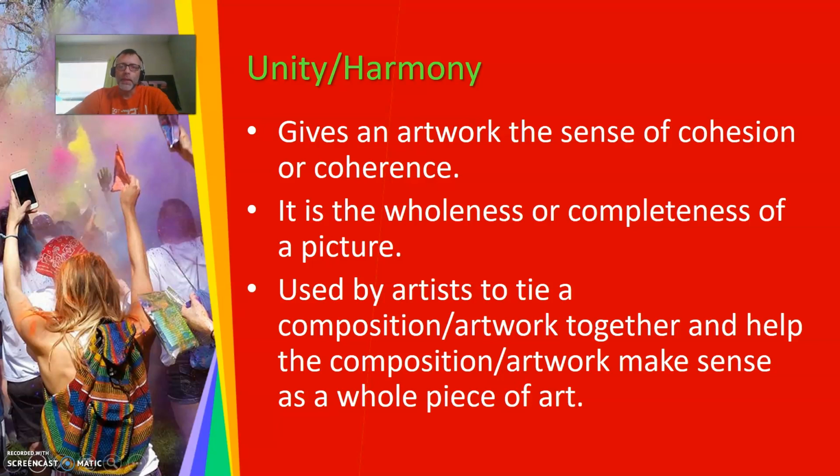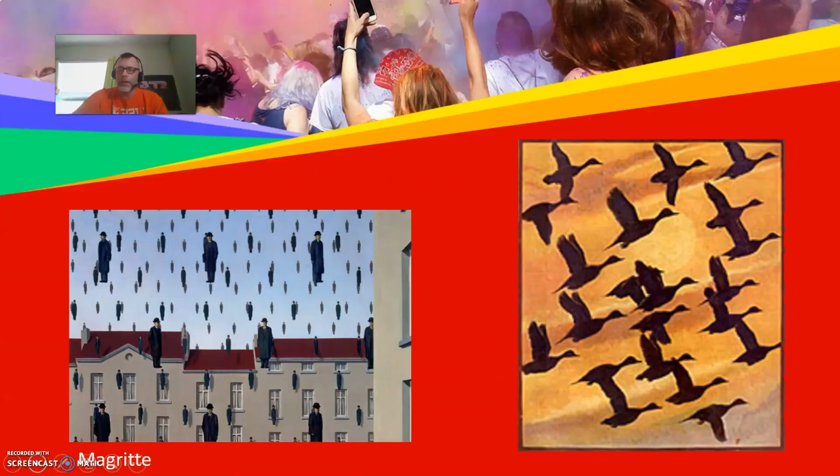Unity and harmony. This gives an artwork the sense of cohesion or coherence. This is the wholeness or completeness within a picture. It is used by artists to tie a composition or artwork together and help the composition or artwork make sense as a whole piece of art, right? Without unity and harmony, we would just have a canvas with things all over it that don't really make sense or go together, right? Just sporadically all over the place. So when you have unity and harmony, the artwork is somewhat tied together, right? We have Magritte on the left and an unknown image on the right.